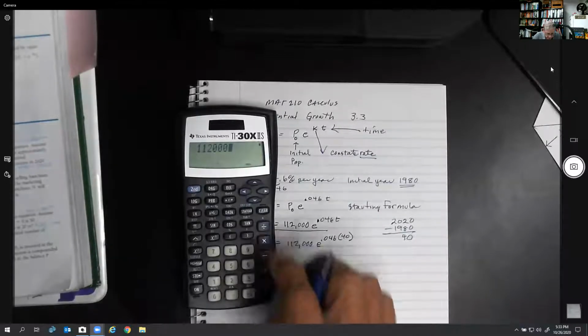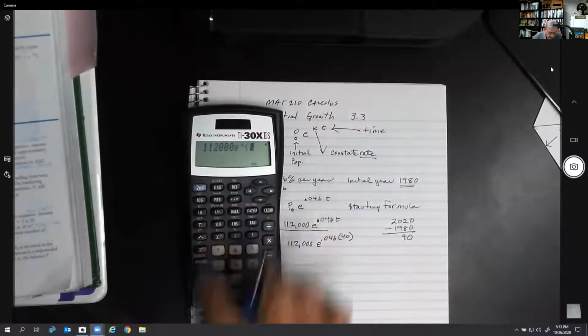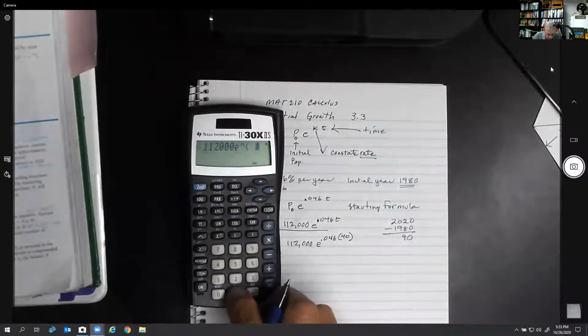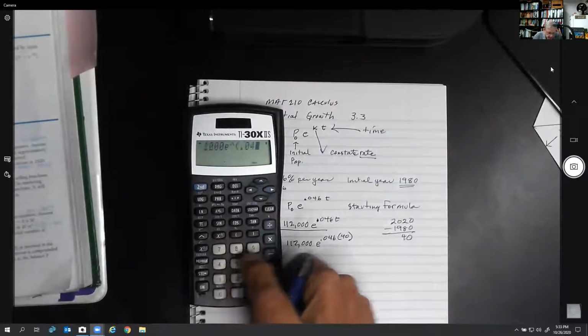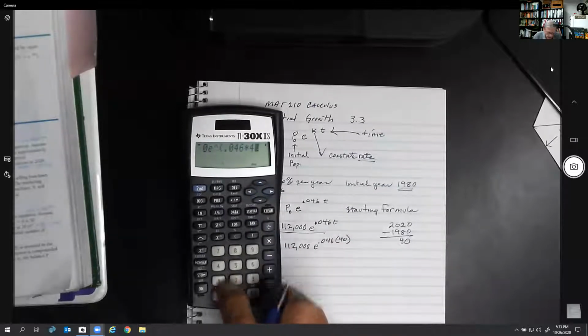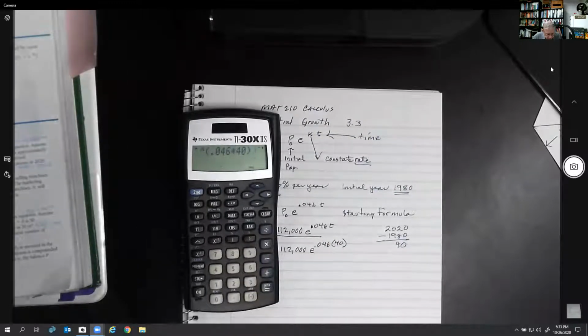112,000. Okay. E, second ln. Parentheses, that's exactly what we want. 0.046 times 40. That's all in the exponent. And then just hit equals.